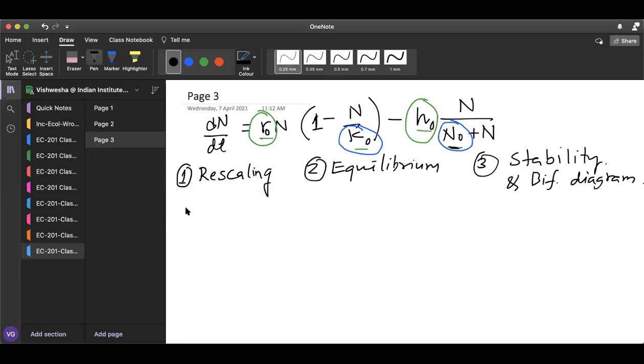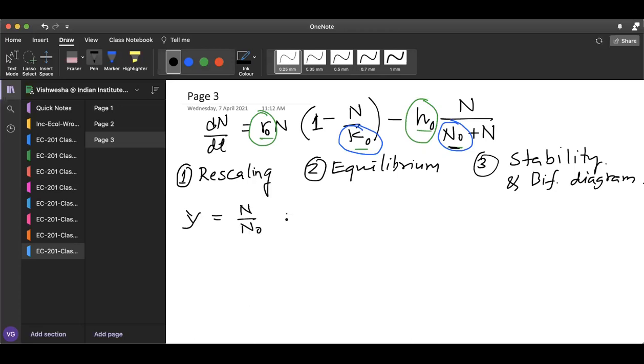Okay, thanks. Now let's try to eliminate N0 first, which is an arbitrary choice of scale. You could have done exactly the same for K0. It's entirely your choice. It doesn't make a huge difference. So now to do that, what should I do? Let's define a new quantity, y, which is equal to n divided by n0.